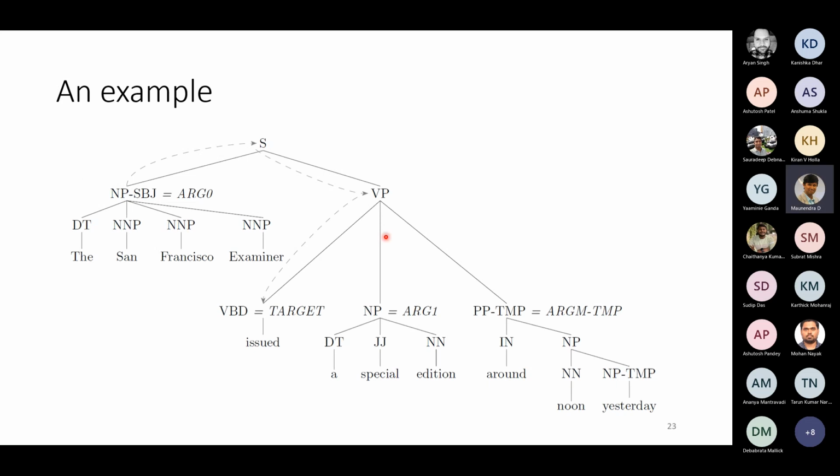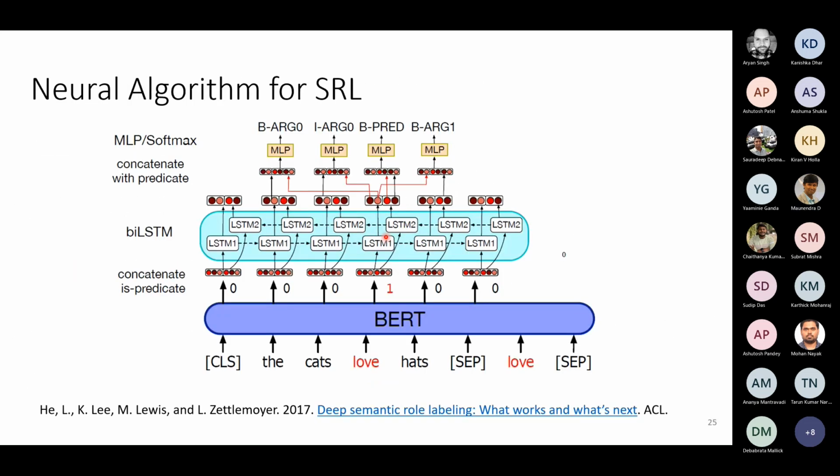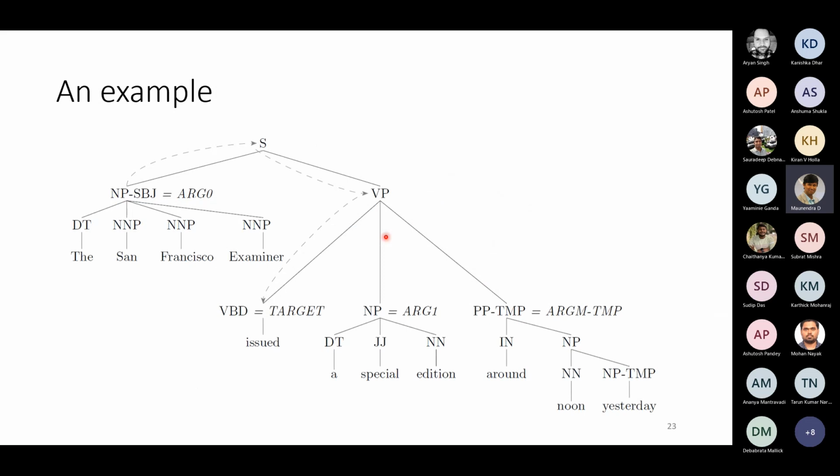So here's one example, from a paper. The hyperlink is not mentioned here. Here the parse tree is used to identify features for doing the semantic role labeling task. The San Francisco Examiner issued a special edition around noon yesterday. This is a sentence from PropBank, and the different argument labels from PropBank are shown here.